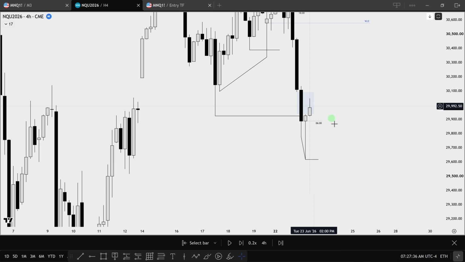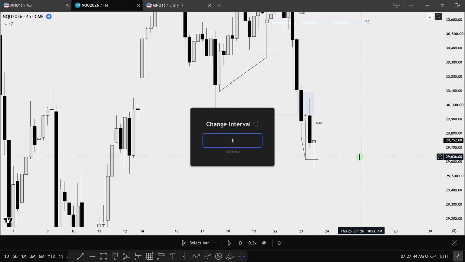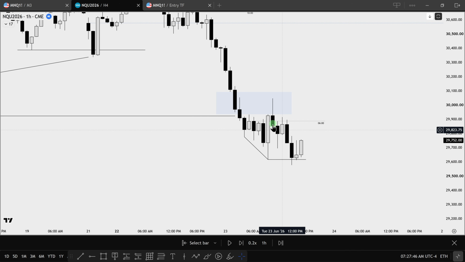Look at this. The 10 a.m. taps into the 4-hour gap and then continues lower, and 2 p.m. is the one that reaches the draw on liquidity. How could we have traded the 10 a.m.? Look at this. First, we tap into the gap, close as a C2.